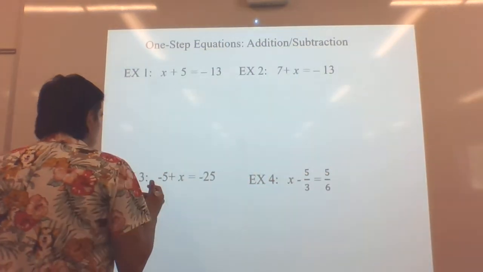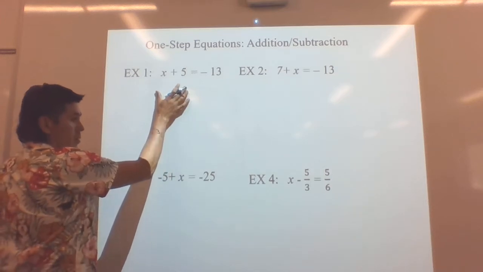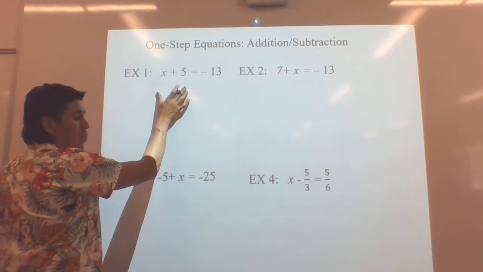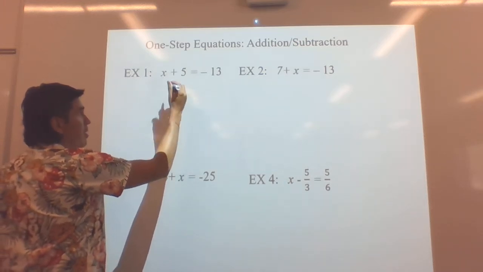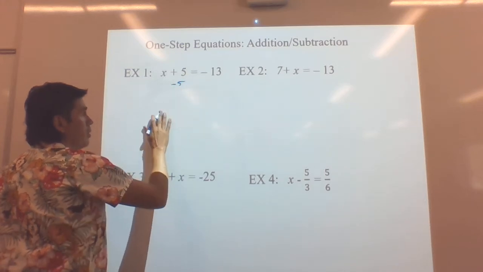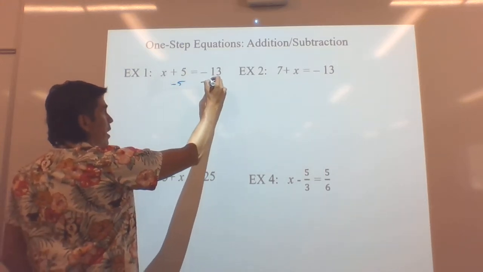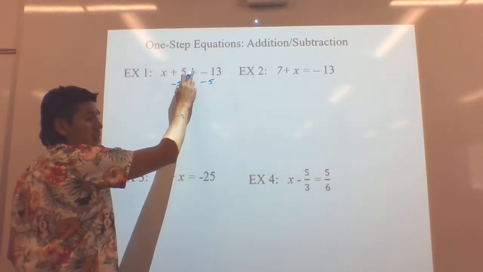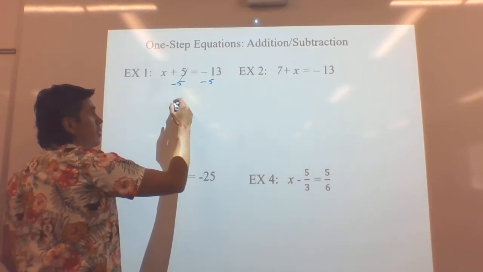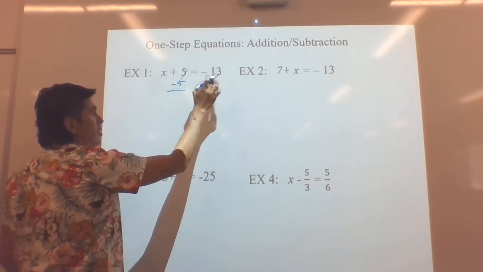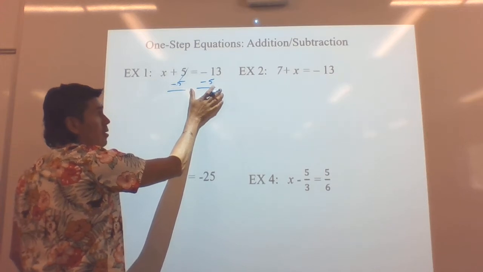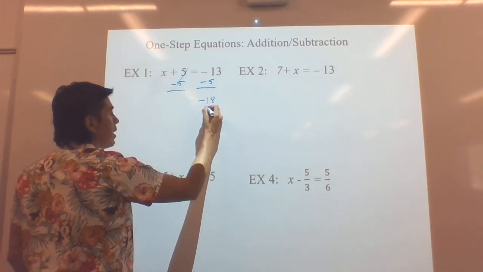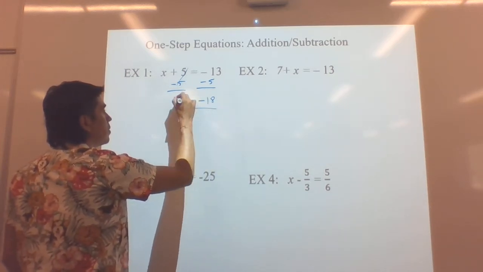So for number 1, we ask ourselves, what's happening to the variable? We can see, well, it's being summed by 5. We're adding 5. So what's the inverse of adding 5? It's minus 5. So we subtract 5 from one side and from both sides, because whatever we do to one side of the equal sign, we must do to the other. So this cancels, and this does not cancel. Negative 13 minus 5 is negative 18. So x equals negative 18.